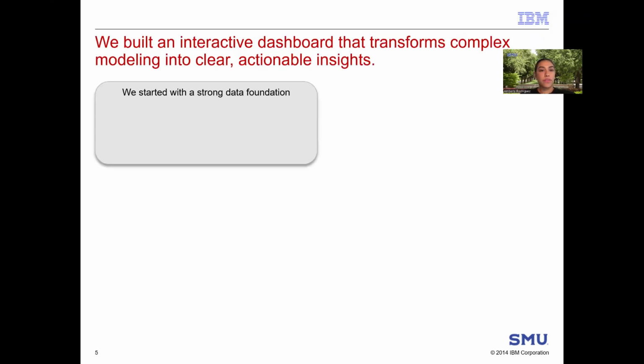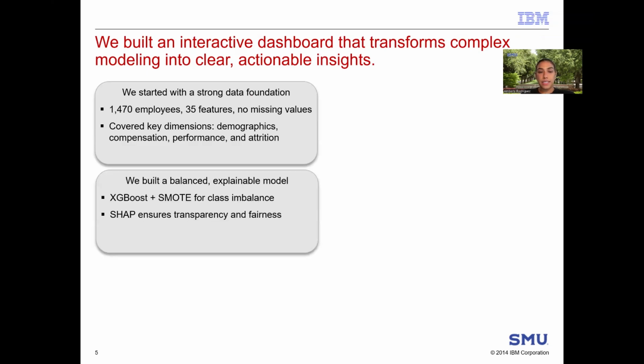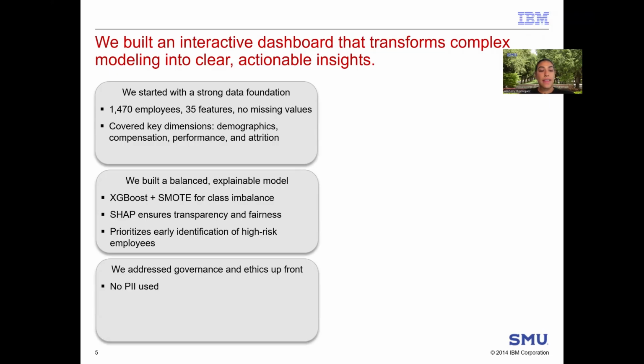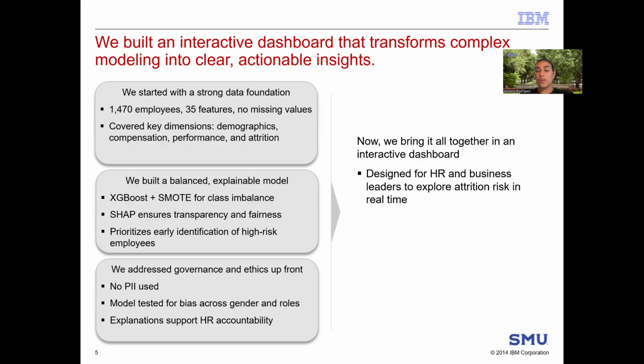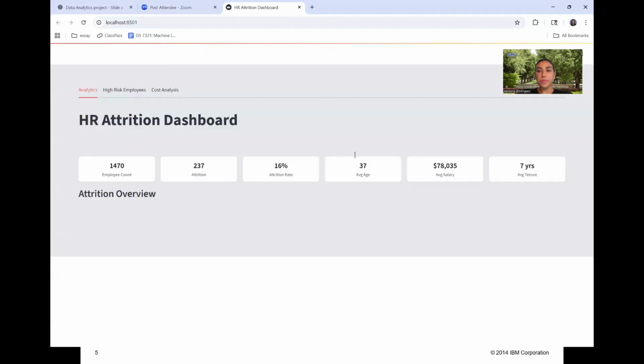So to recap, we first started with a strong data foundation. Then we built a balanced and explainable model. And then we addressed governance and ethics upfront. So bringing this all together, we've created an interactive dashboard. This is for HR or the leadership team or really anyone who has direct reports, and they can explore the attrition rate in real time. They can predict high-risk employees. So we can go ahead and take a look at the dashboard right now.